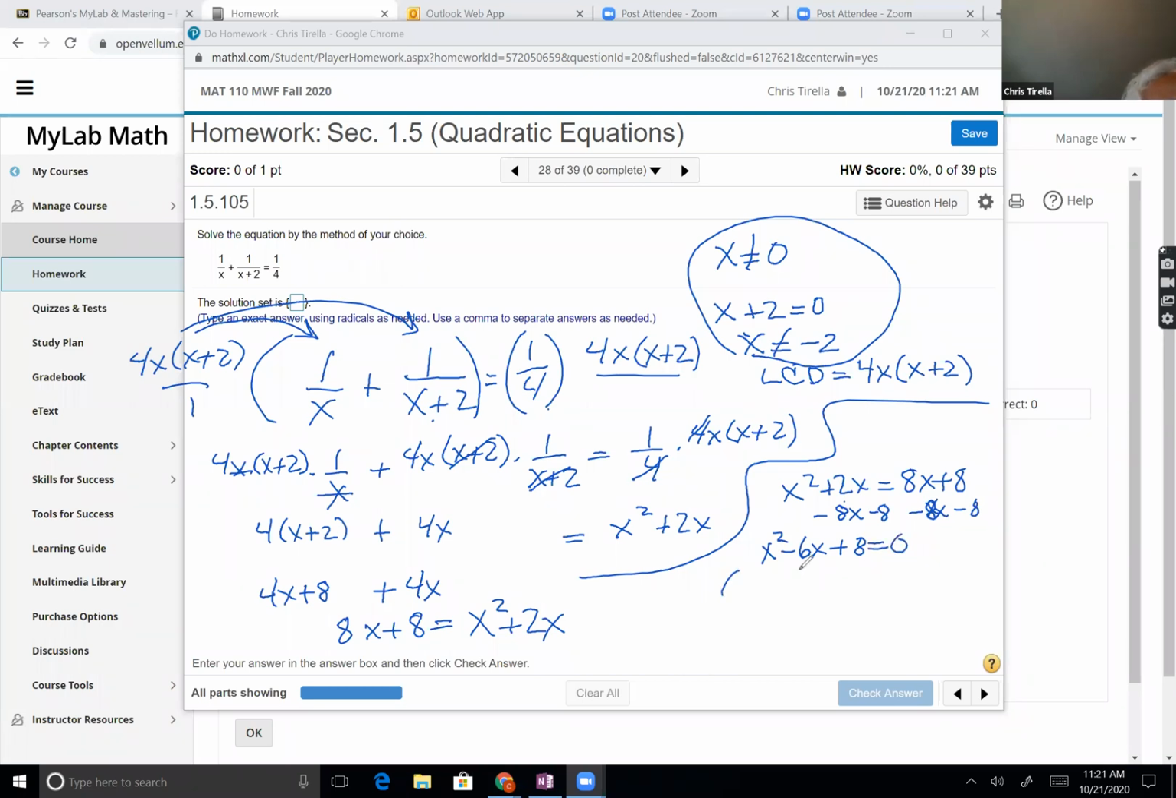Well, I think that one's a pretty easy factor. x squared would be x and x. My signs are the same, both negatives. Multiplying to 8 would give me, let's see, 2 and 4. And so that gives me, setting x minus 2 equals 0, x equals 2, setting x minus 4 equals 0, x equals 4. Neither of them are values that I have to exclude, so my solutions are 2 and 4.